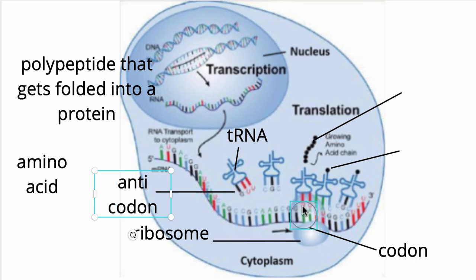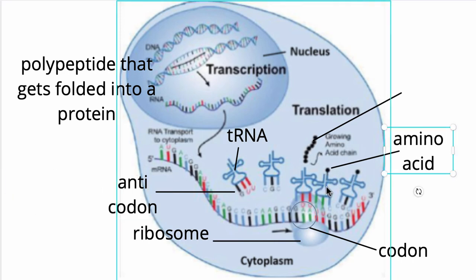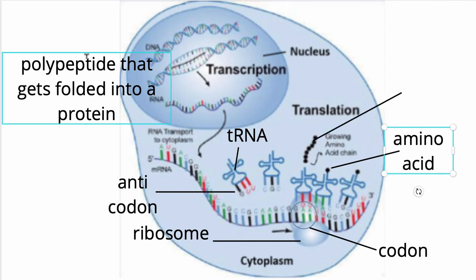So basically, the anticodon is what recognizes the codon and it hooks that tRNA up. That tRNA with that anticodon has the specific amino acid that the codon is coding for. So on the top of the tRNA is the amino acid. Then, when the tRNA comes in, it's going to release the amino acid onto the growing chain of amino acids.